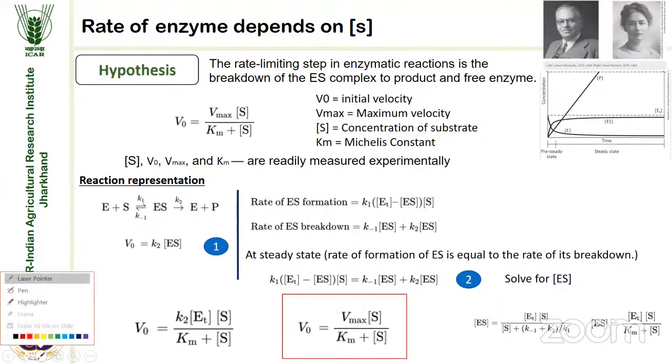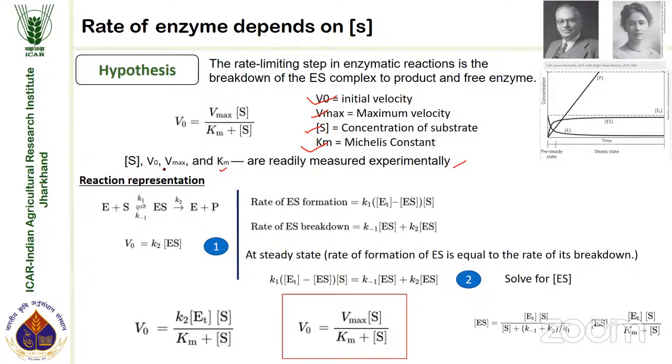You have the initial velocity, then Vmax is the maximum velocity which the enzyme can attain. S is the substrate concentration, and Km is the Michaelis constant. All these parameters can be measured experimentally.